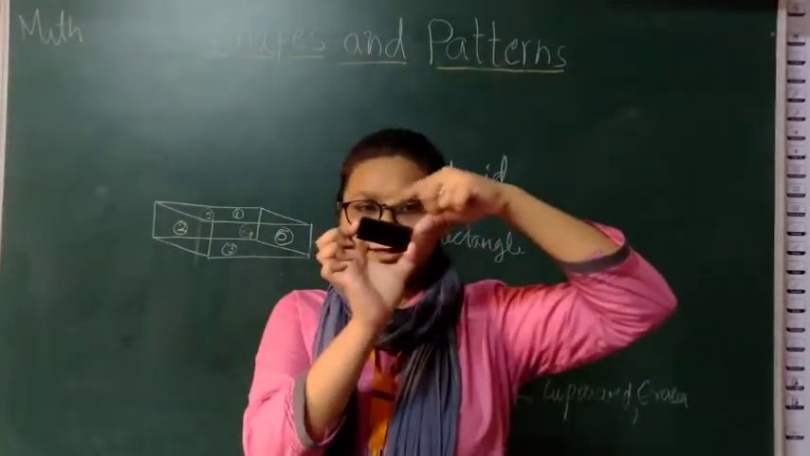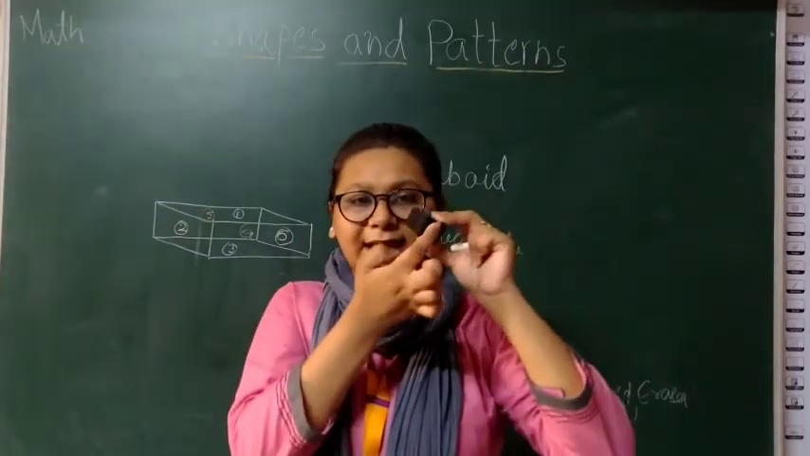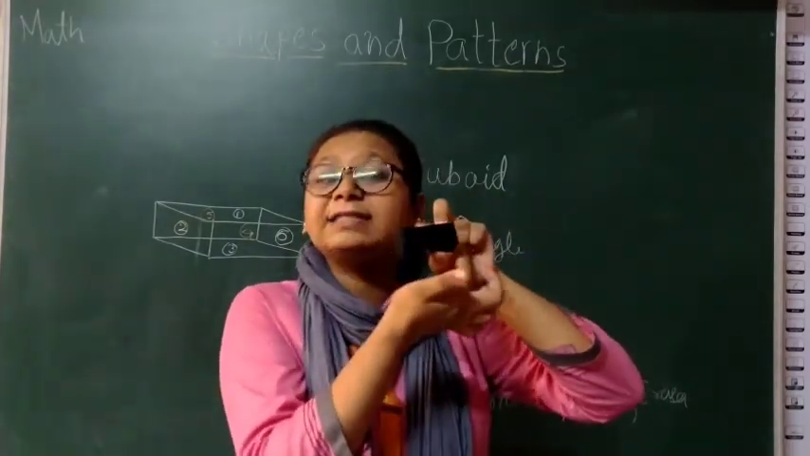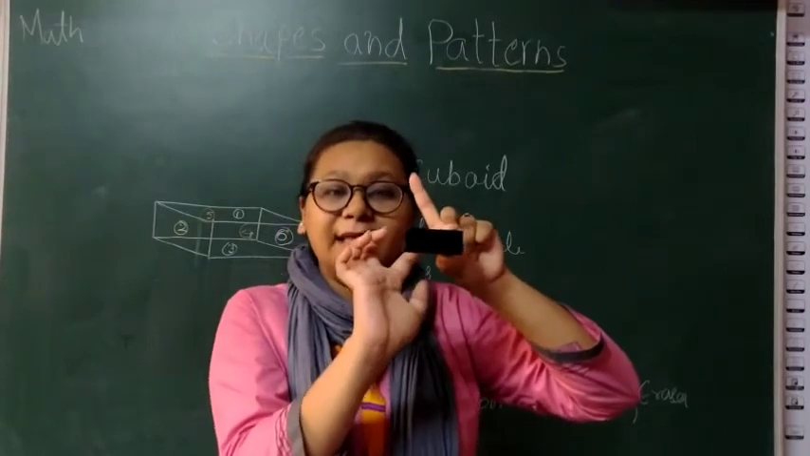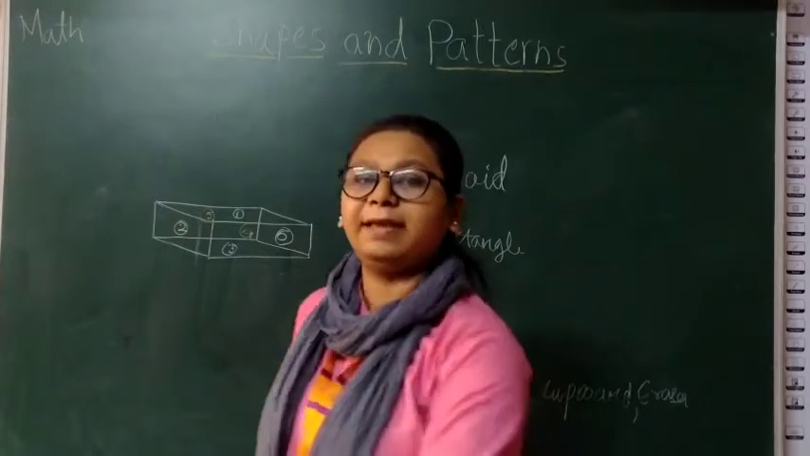Okay, the two opposite sides are the same. See, this side and this side are the same in length. This side and this side are the same in length, while the upper side and lower side are the same in length.